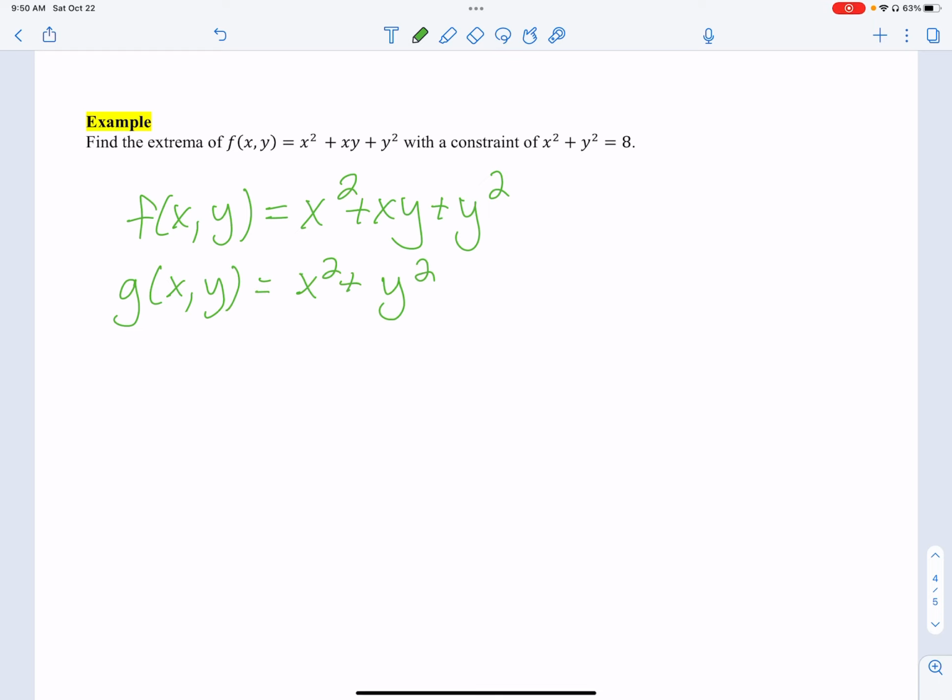All right, so the first thing, we know that the gradient of f is equal to some lambda times the gradient of g. So we just have to find each one. So let's find the gradient of f.